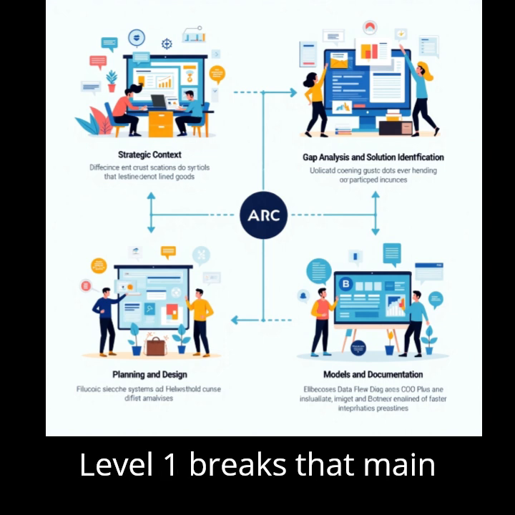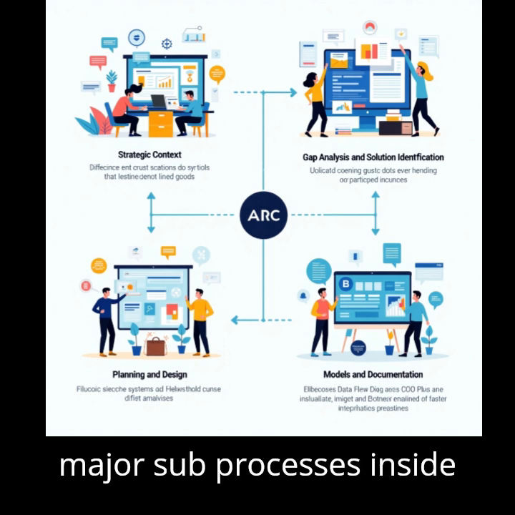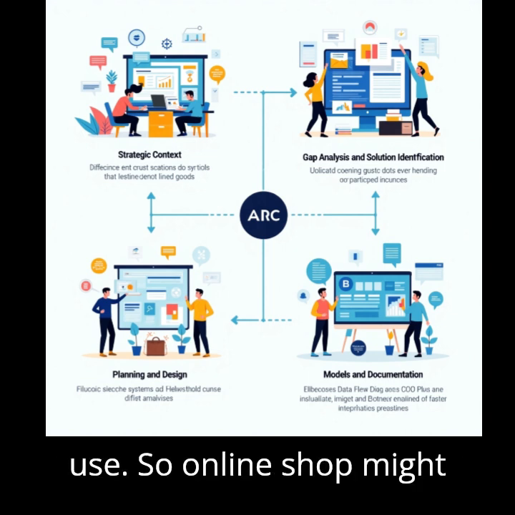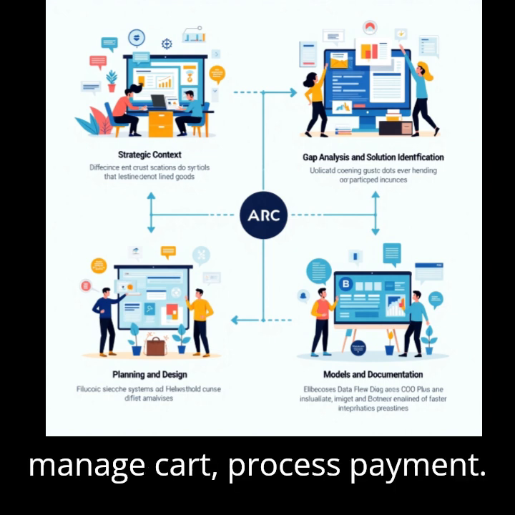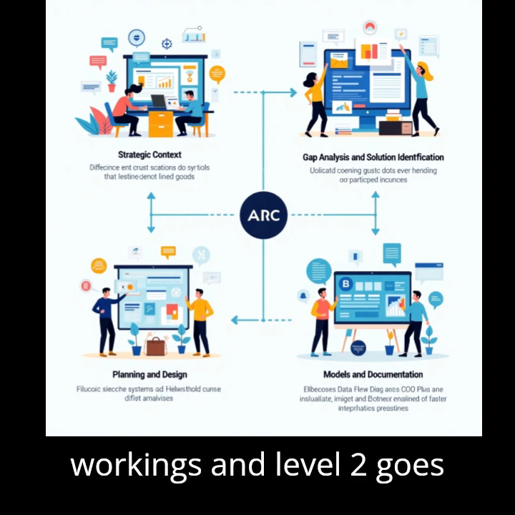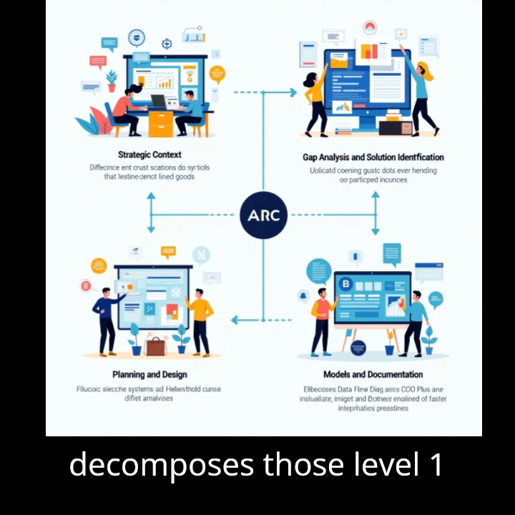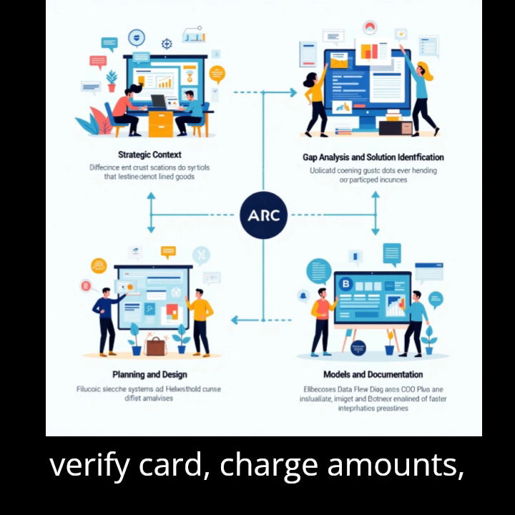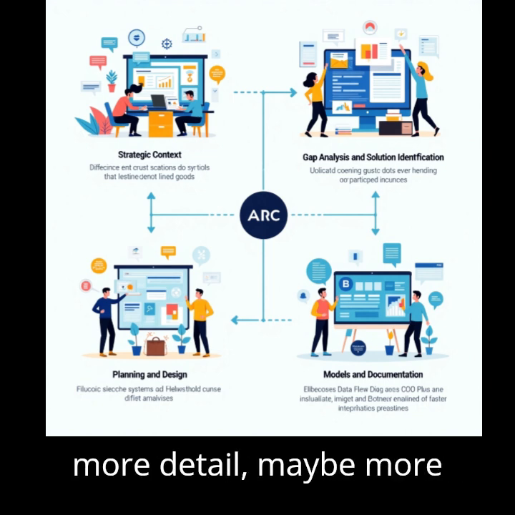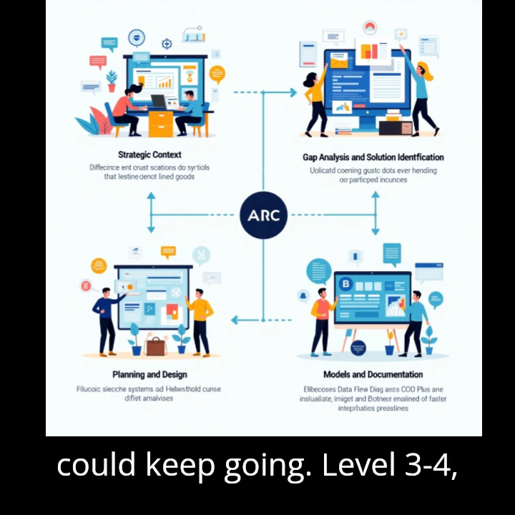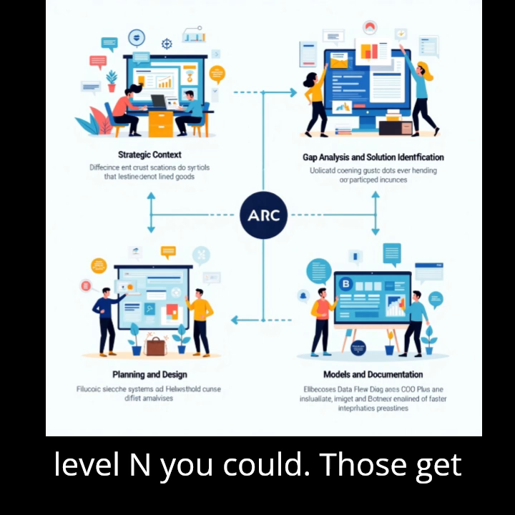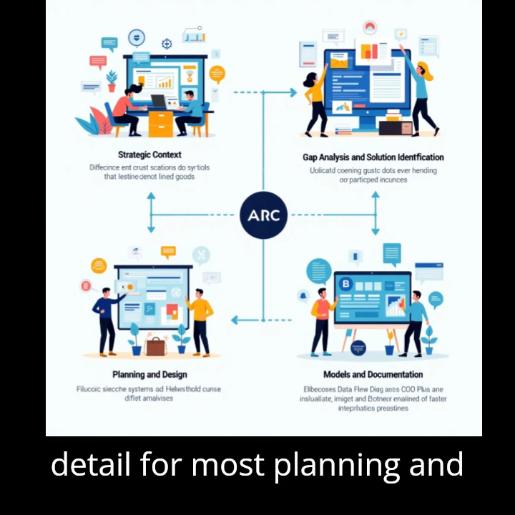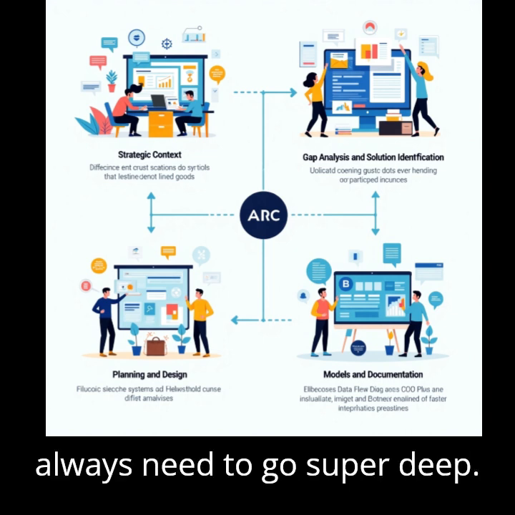Then level 1. Level 1 breaks that main bubble down. You see the major sub-processes inside the system and how they connect, maybe introducing the main data stores they use. So an online shop might break into search products, manage cart, process payment. Okay, starting to see the inner workings, and level 2 goes deeper still. Yep. Level 2 decomposes those level 1 processes further. Process payment might break down into verify card, charge amount, send confirmation. You see more detail, maybe more specific data stores. And you could keep going. Level 3, 4, level N. You could. Those get really granular, almost down to code level. But often, level 1 or 2 gives enough detail for most planning and communication. You don't always need to go super deep.